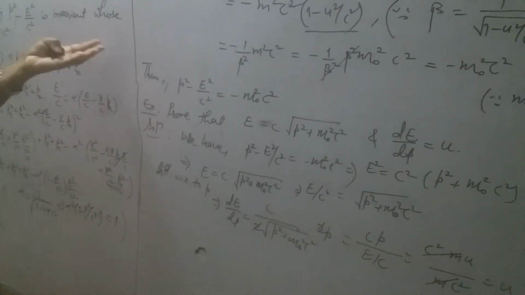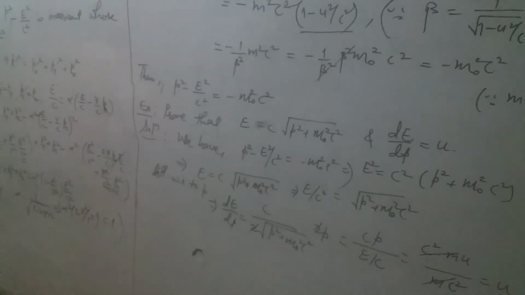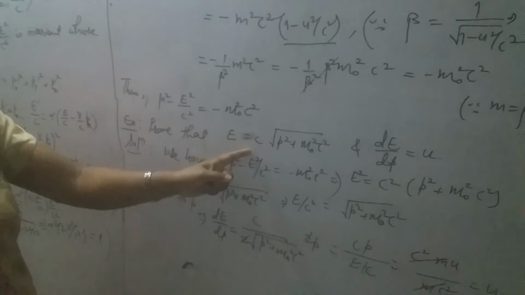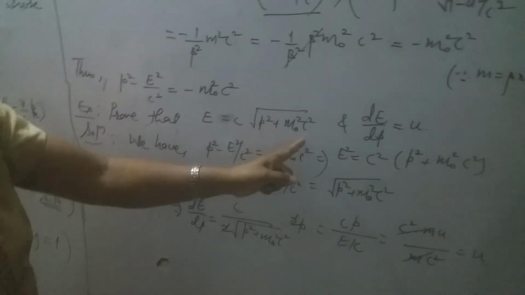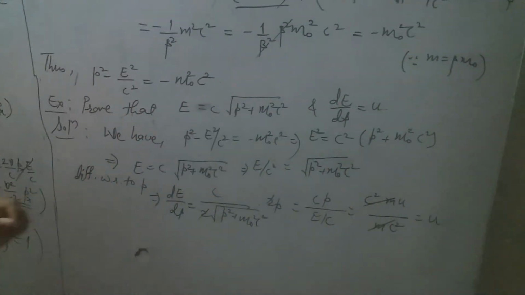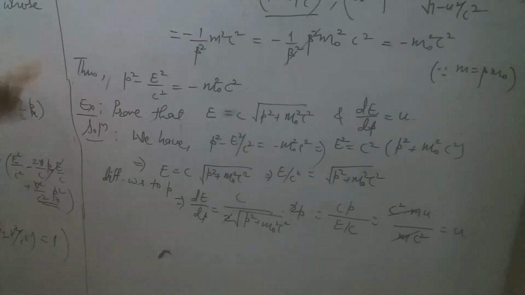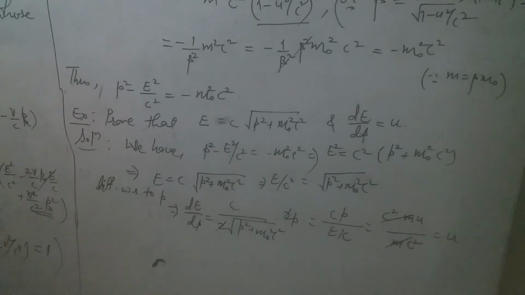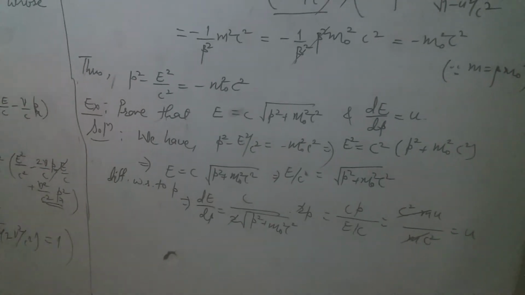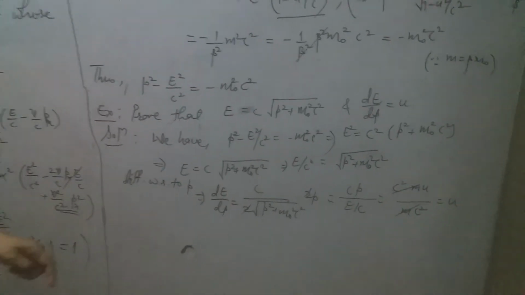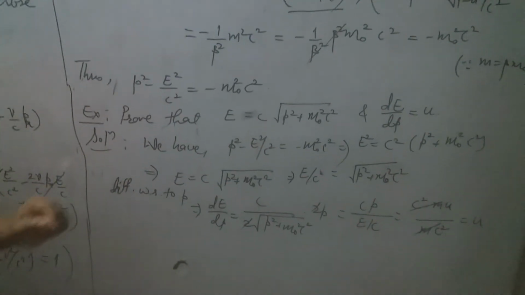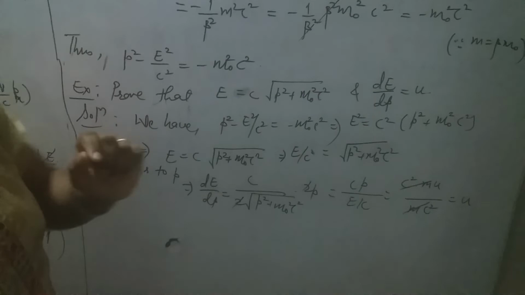Now using the same formula, we have to solve another example, that is the next example. Prove that E is equal to c under root of p square plus m naught square c square and dE by dp is u. Now as it is in continuation to this, but if it is asked separately, you have to derive the same solution of the previous example and then continue it. So we have just now shown that p square minus E square by c square is minus of m naught square c square.